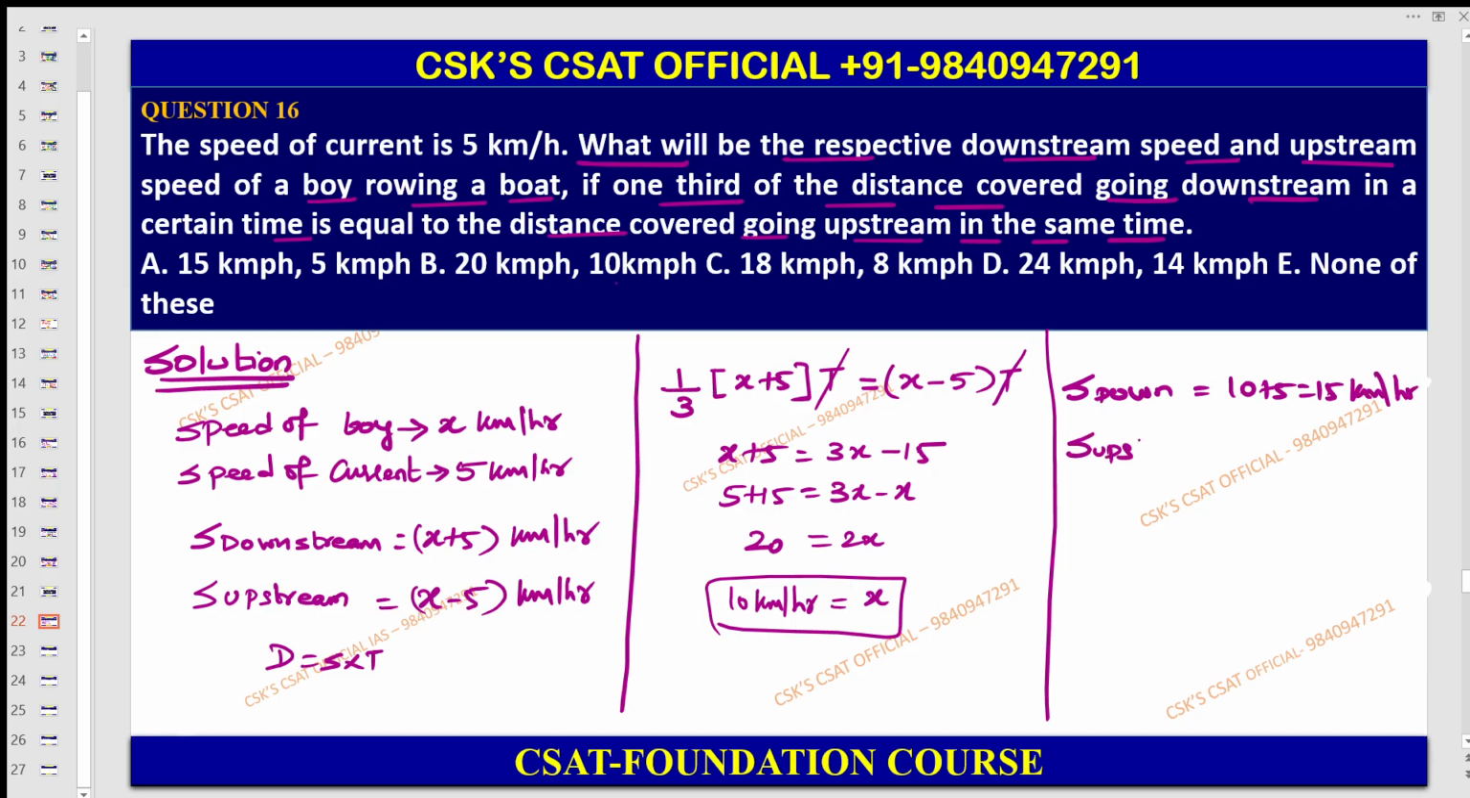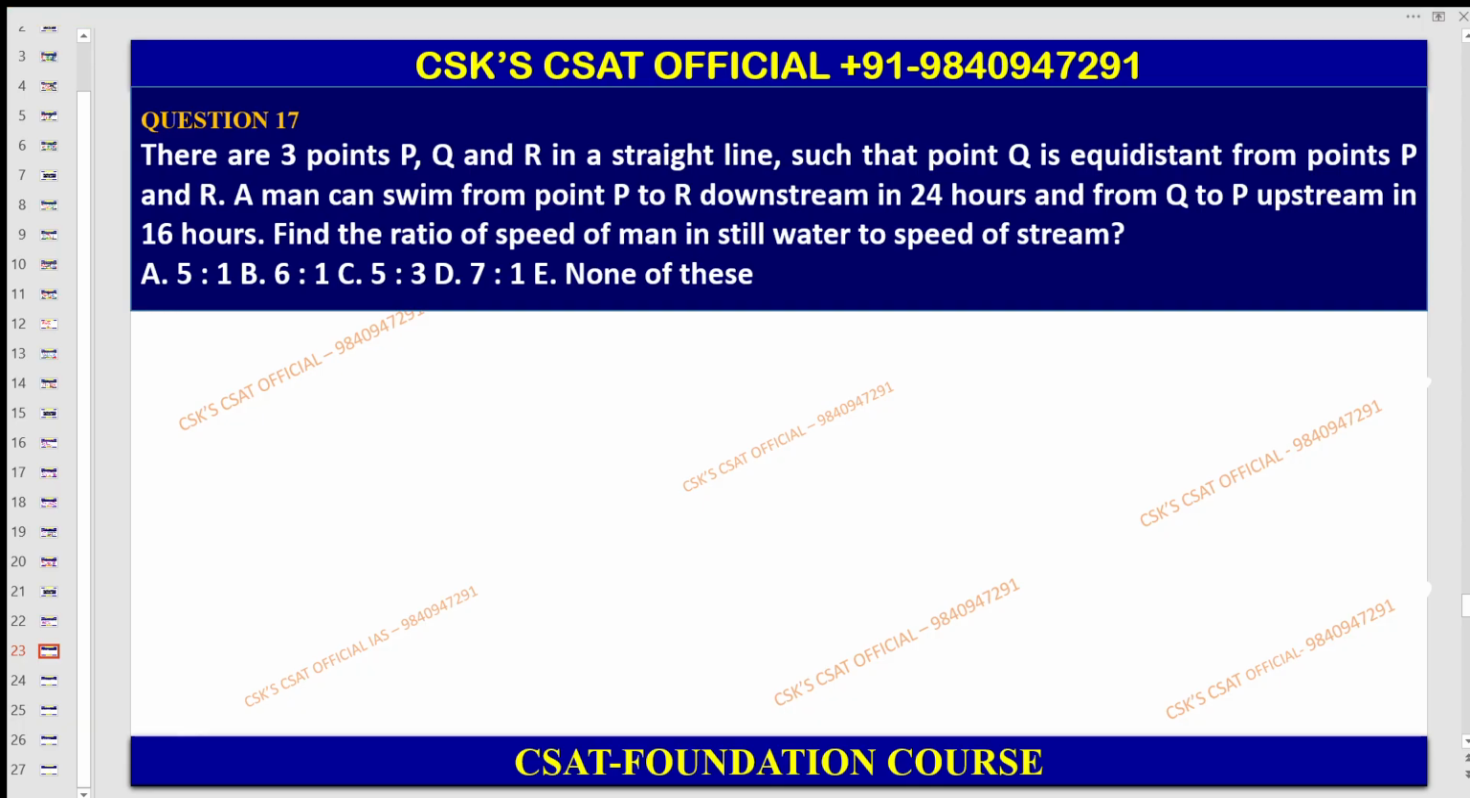The speed of the upstream is x minus 5, right? So 10 minus 5 is equal to 5 km per hour. Therefore 15 and 5, so A is the correct answer. If you have any doubt, you can ask. Now let us move on to the next question. This model is simple, and you need to learn this kind of question.